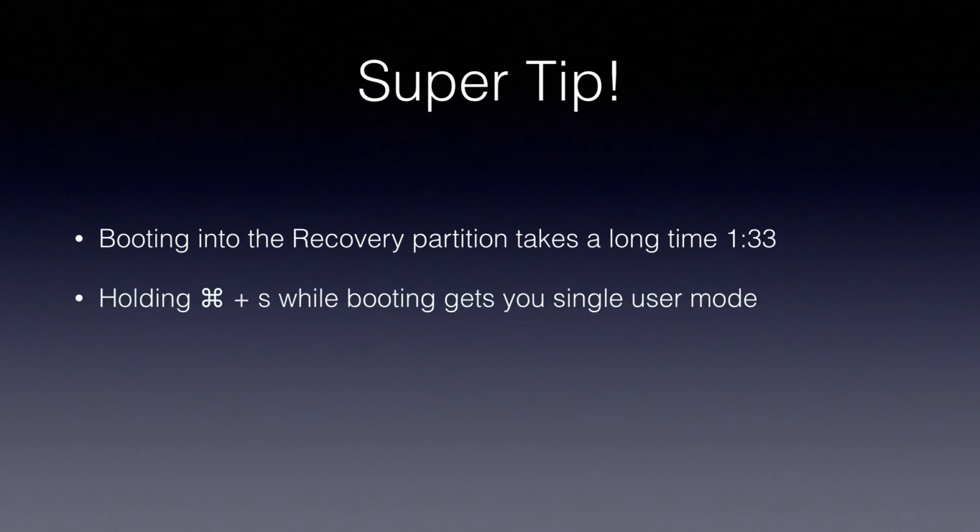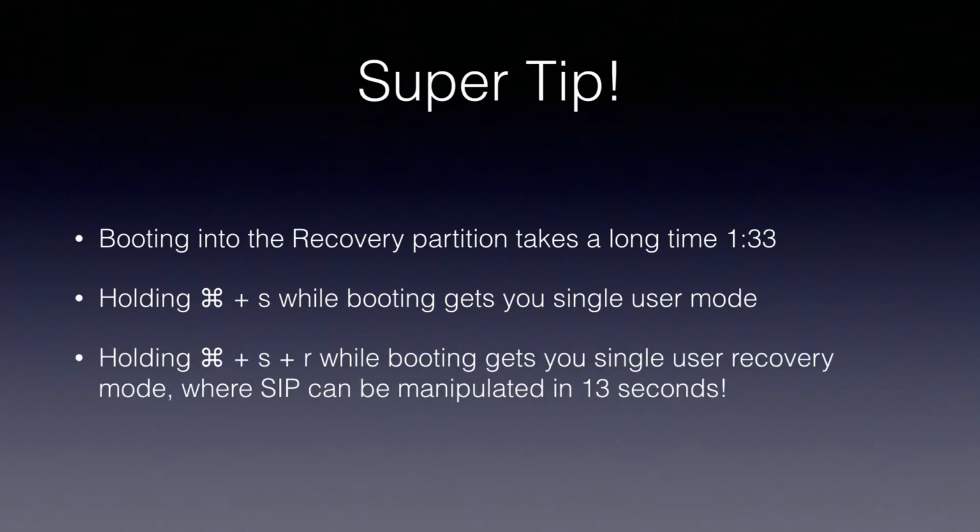Holding Command S while booting gets you into single user mode very quickly, but in single user mode we cannot do csrutil, right? We cannot do firmware password. But here's the amazing discovery I found somewhere in some little text on a forum earlier this year that I'd never heard of before that blew my mind. You can hold down Command S and R and go into single user recovery mode. So in 13 seconds, you're up in recovery mode in the single user command line. You plug that thing in, it's done. So 13 seconds per machine, and you've got all this work done, right?